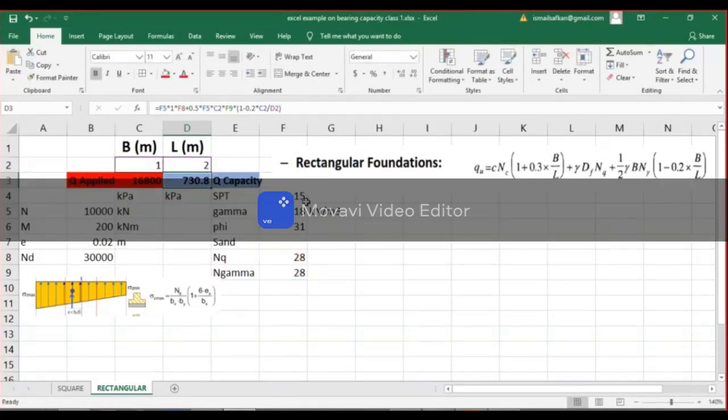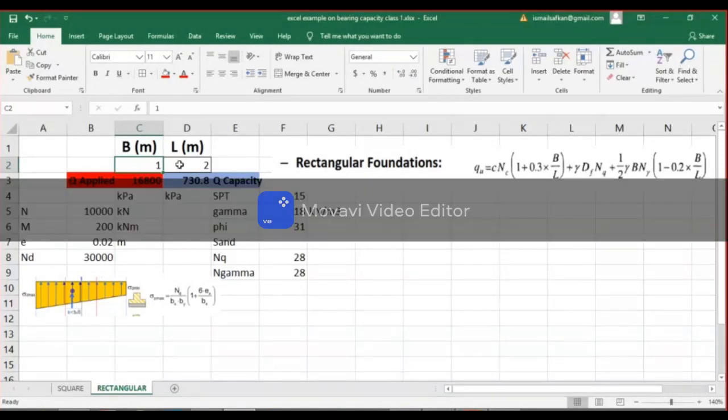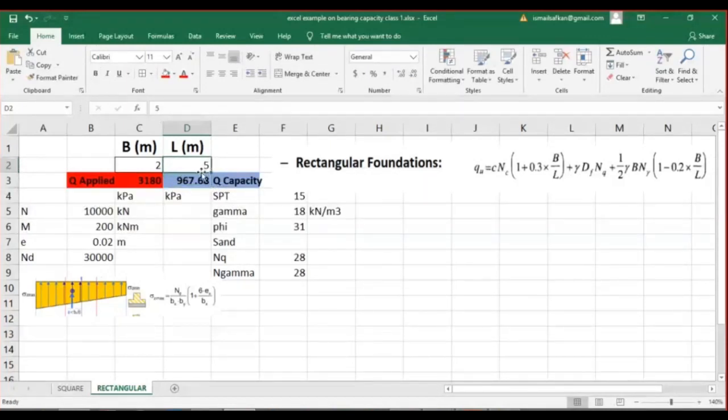And final. Our idea is to keep capacity greater than the applied stress. So what I'm going to do, I'm going to play with B and L until I reach the appropriate capacity level. Let's say 2 by 3. It didn't help. 5, 7 for L.